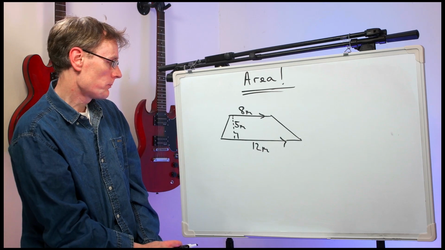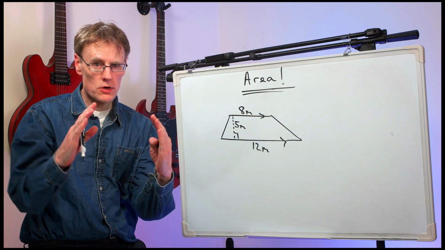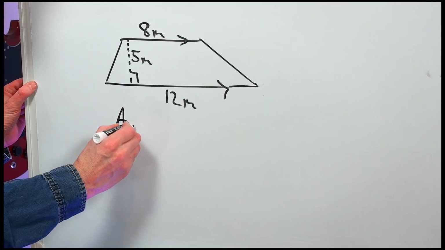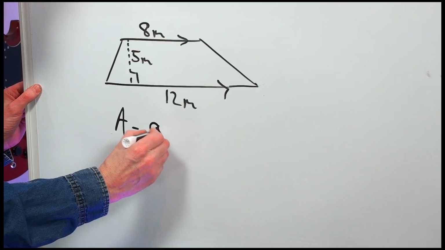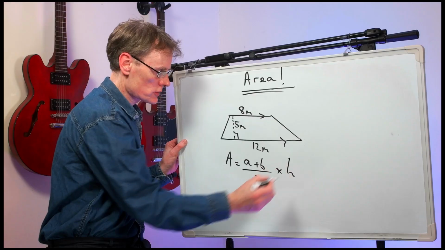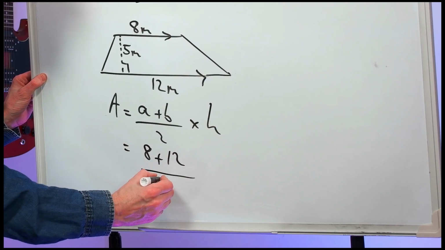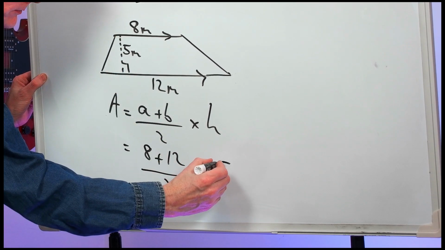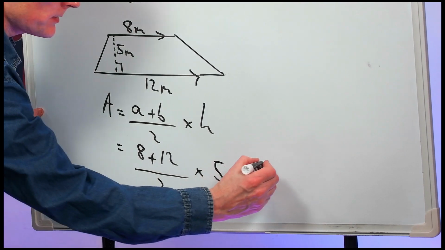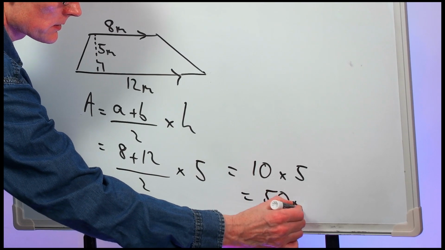So look at this trapezium. Here the parallel sides are 12 meters and 8 meters. We need to straighten those out. We need to average them out. So the formula, the area is the average of the parallel sides, that's A plus B over 2, times the perpendicular height, H. So that's going to be 8 plus 12 divided by 2 times 5. So 8 plus 12, that's 20, divided by 2 is 10. 10 times 5 gives us 50 meters squared.